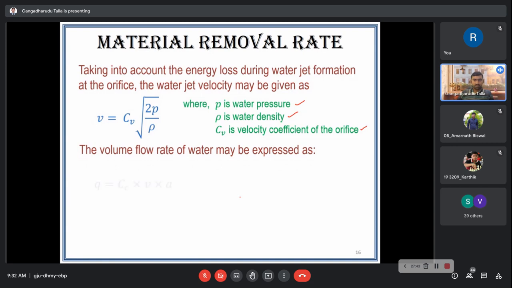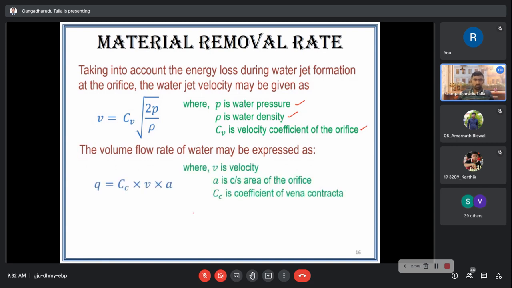The volume flow rate of water can be expressed as Q. What is that? Q is equal to C_c into V into A. Volume flow rate. So V is velocity, A is cross sectional area. So V into A is volume by time only. So the volume flow rate has come. C_c is the coefficient of vena contracta. This is a reduction in the cross section of the nozzle, and that ratio is given by C_c.